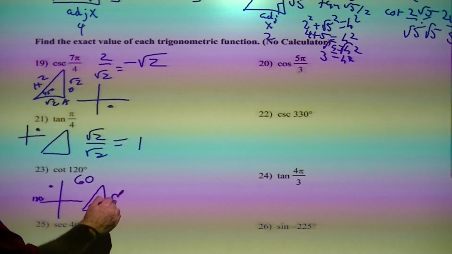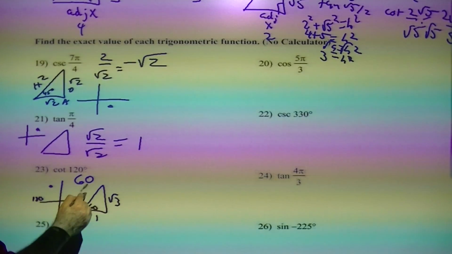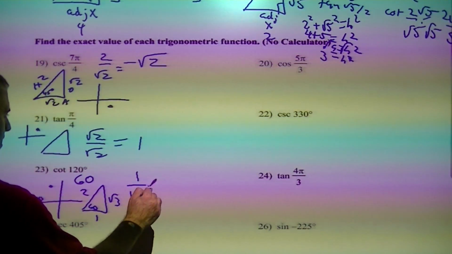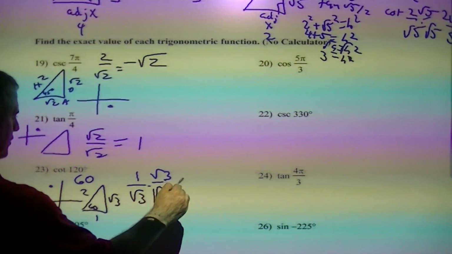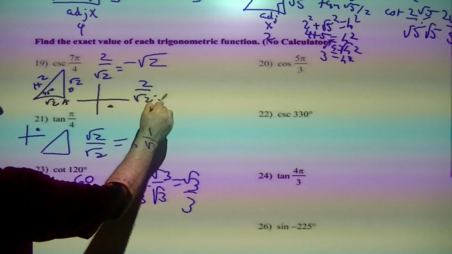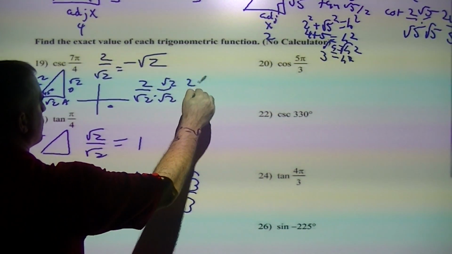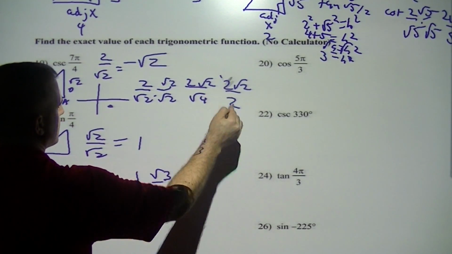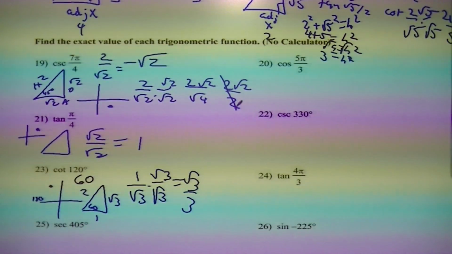Okay, if you look at the 60-degree, it looks something like this. We're doing cotangent, which is 1 over the square root of 3. When I rationalize that, that's square root of 3 over 3. When I rationalize this one too, just to let you see it, I multiply by that, that's 2 square root of 2 over square root of 4. That's 2 square root of 2 over 2, which cancels. So I like to save myself some time with that.